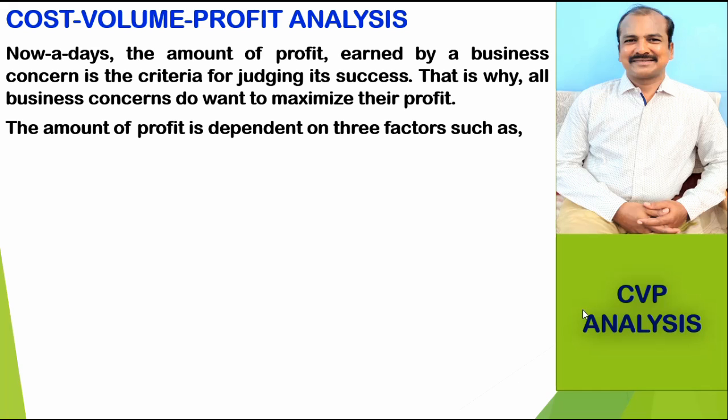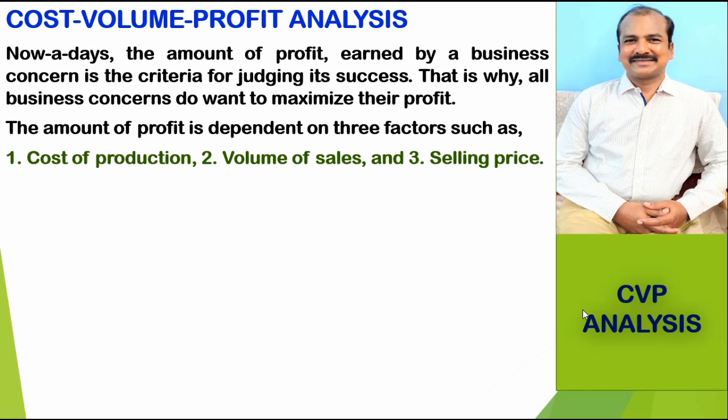The amount of profit is dependent on three factors such as cost of production, volume of sales, and the third one is about the selling price. These three factors are interdependent, and the amount of profit earned by a business enterprise is greatly influenced by these three interdependent factors. One is the cost of producing the product. Number two, the volume of sales, and the third one is about the sales value or the selling price.